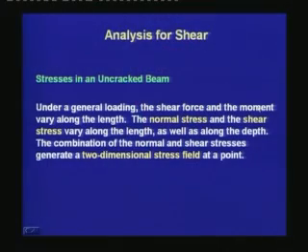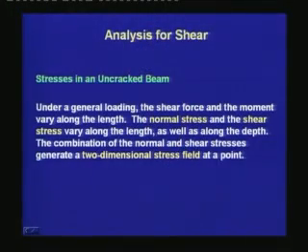Under a general loading, the shear force and the moment vary along the length. The normal stress and the shear stress vary along the length as well as along the depth. What we had seen in the previous graph is that the shear force and the moment vary along the length.